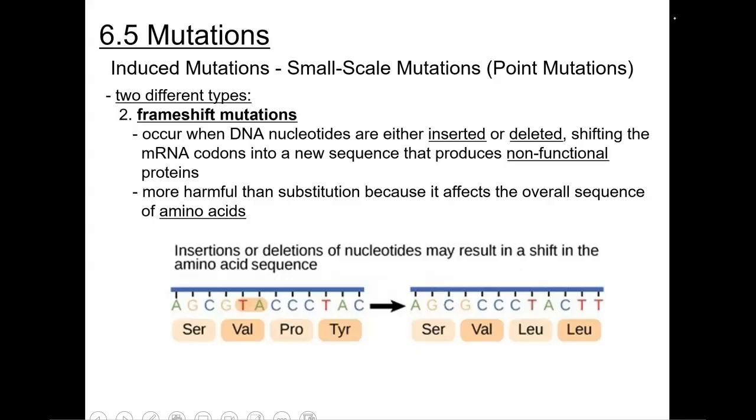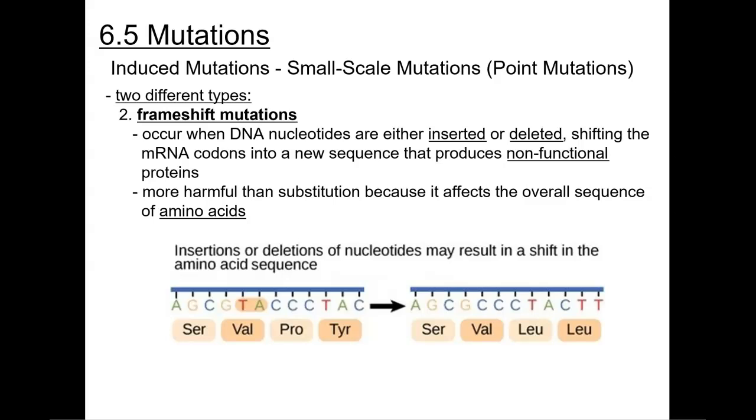Induced mutations are going to be small-scale mutations, kind of like point mutations, and you can have two different types of these. One's called a frameshift mutation, and that's going to occur when the DNA nucleotides are either inserted or deleted, and when you do that, you completely shift how it's read. So the mRNA codons are going to be shifted into a new sequence that produces a non-functional protein.